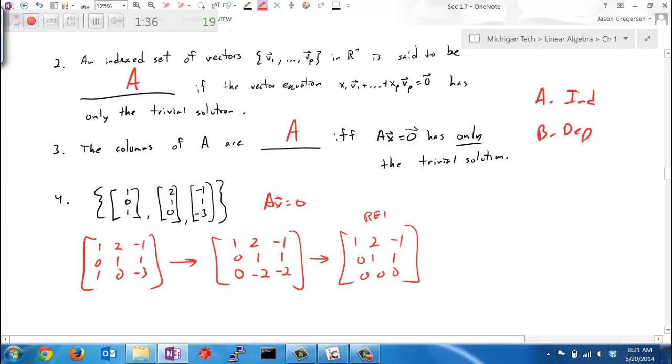So what do I know about the solutions to this homogeneous equation? Is there one solution or are there infinitely many solutions? Infinitely many because I have that free variable. X3 is a free variable. So if there are infinitely many solutions, are those vectors independent or dependent? Dependent. It's independent only when there is the trivial solution. It's dependent when there are infinitely many solutions here. That one's going to be, I'm sorry, D. B. Dependent. Okay, any questions about those?